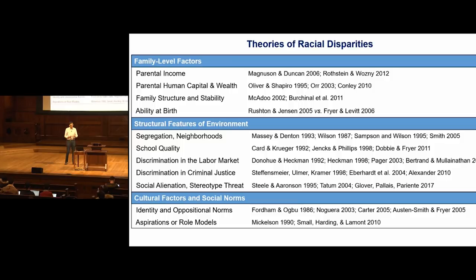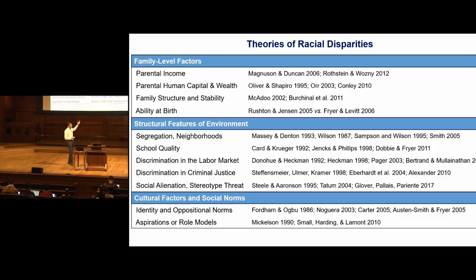ranging from family-level factors, so differences in parental income or parental wealth or education, or differences in family structure. For example, black kids are much more likely to grow up in single-parent families than white kids are. Does that have a role to play? There are lots of theories.